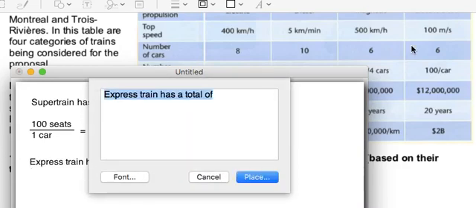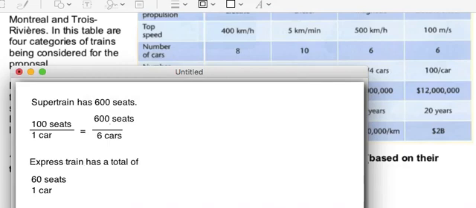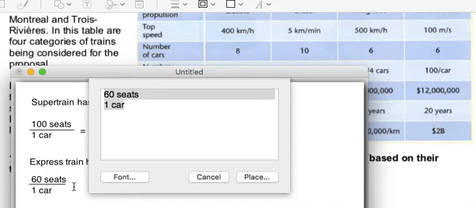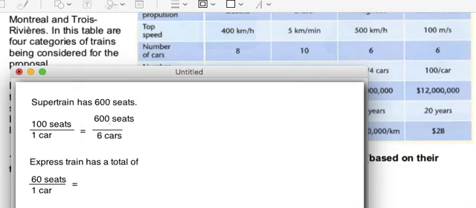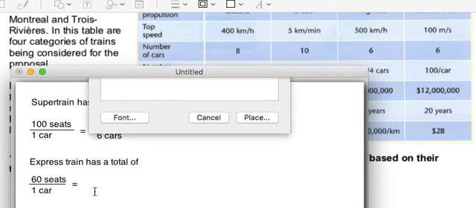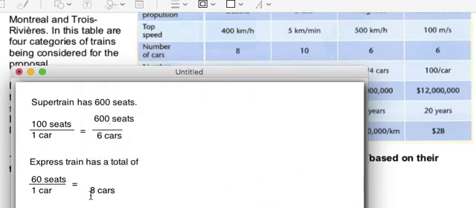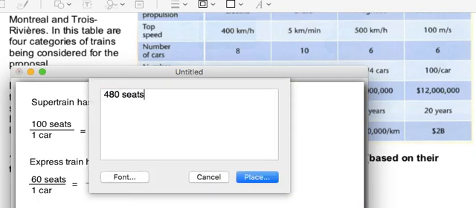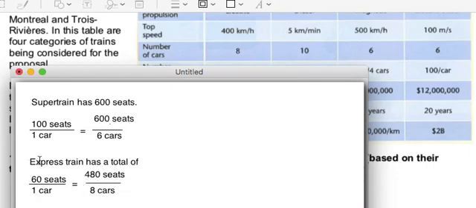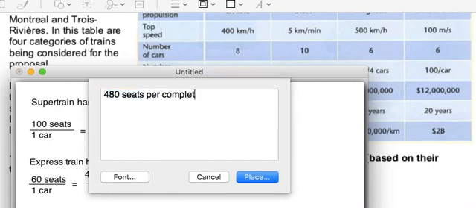I just say to myself that there are 60 seats for 1 car. I'm setting it up as a fraction. You'll hear me saying that over and over again because it reminds me that anything I can do with a fraction I can do with a rate. And then if there's 60 seats per 1 car and I know that I have a total of 8 cars, just the mere fact that I'm organizing my thoughts well on paper is going to guide me to nailing the answer to this problem. So 60 times 8, and I get 480 as my answer here. There are 480 seats. That's my missing quantity in this proportion. So the express train has a total of 480 seats per complete train.